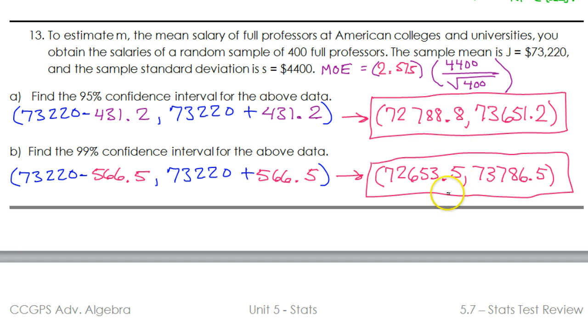So either way, you lose something. You're either losing confidence or you're losing accuracy. So you just have to decide whether you want to be more sure that the truth is in there somewhere, or if you want the interval that you have to be more accurate.